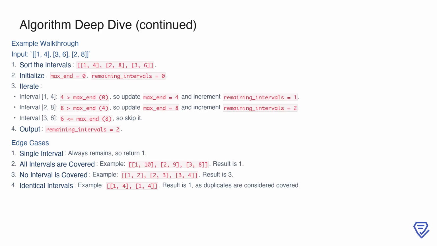For the second interval, [2, 8], its endpoint 8 is greater than the current max_n of 4, so we update max_n to 8 and increment remaining_intervals to 2. For the third interval, [3, 6], its endpoint 6 is less than or equal to max_n, so we skip this interval. The final count of remaining_intervals is 2, which is our output.